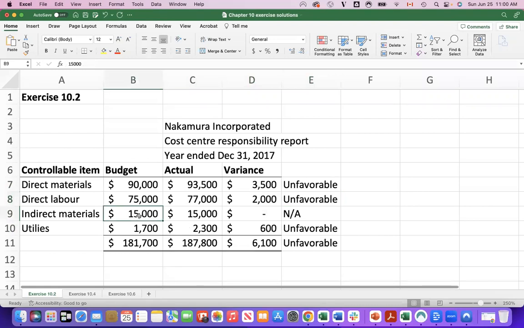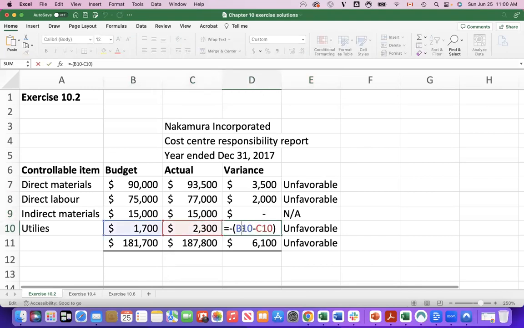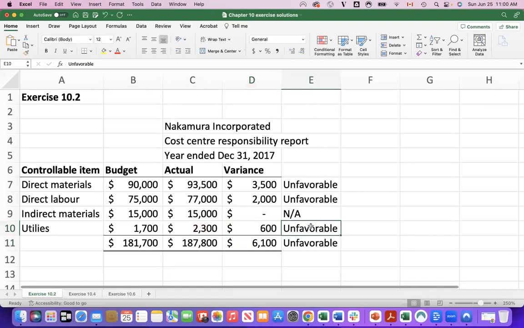Indirect materials came in on budget, so they had anticipated to spend $15,000. They actually spent $15,000, so there's no variance, and therefore there's obviously no labeling of it. And then for utilities, they had budgeted $1,700 to spend on utilities. They actually spent $2,300 on utilities, so another $600 difference there. So that's the variance. And again, we're going to label that as unfavorable because they spent more than anticipated.